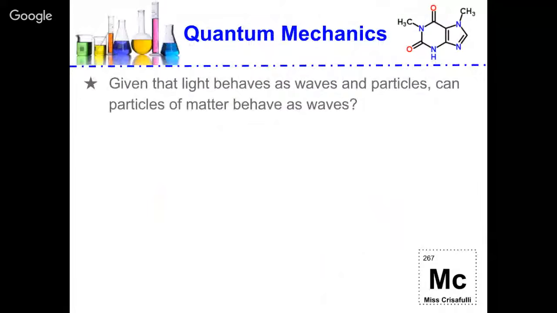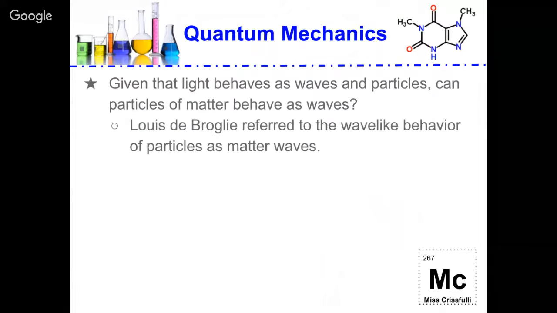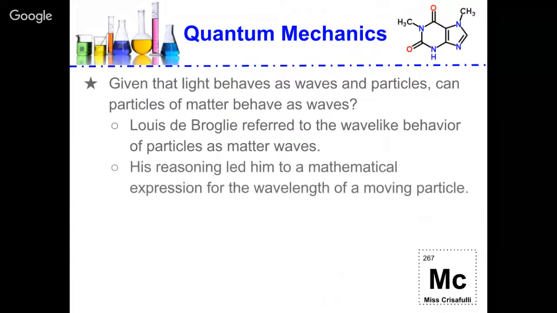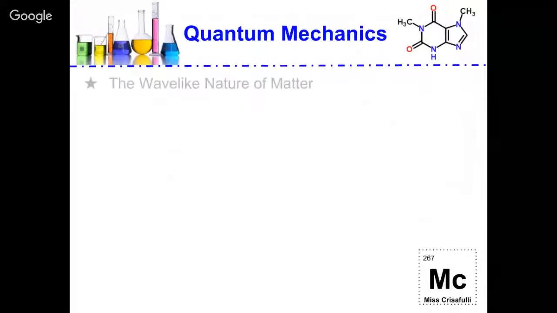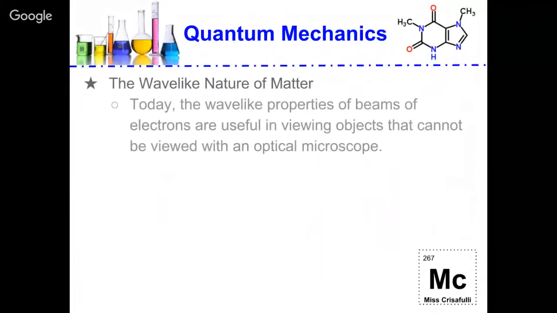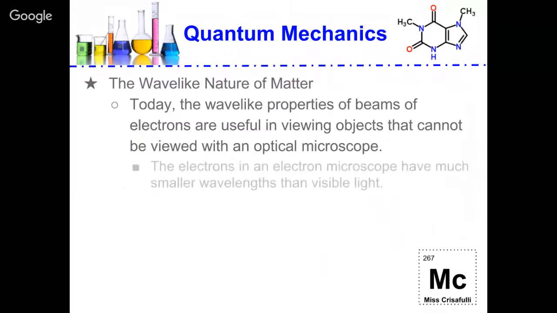Given that light behaves as waves and particles, can particles of matter behave as waves? Louis de Broglie referred to the wave-like behavior of particles as matter waves, and his reasoning led him to a mathematical expression for the wavelength of a moving particle. Today, the wave-like properties of beams of electrons are useful in viewing objects that cannot be viewed with an optical microscope.